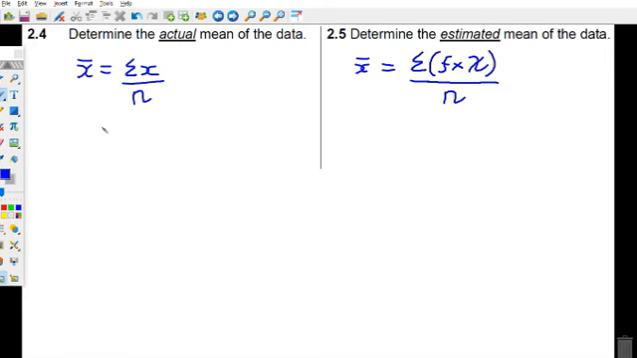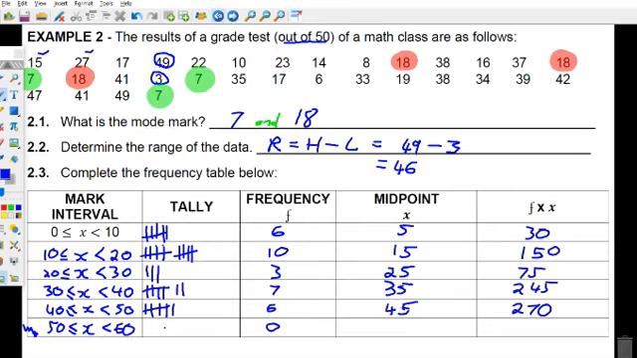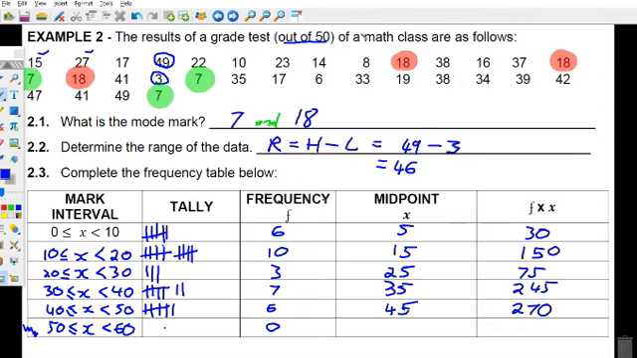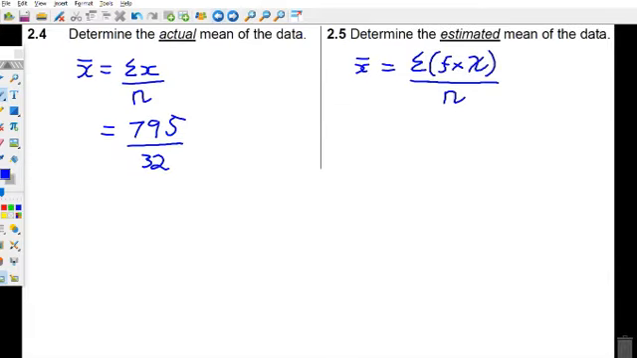So for the sum of all my points, I get 795. And now how many people are in the class test out of 50? Let's count them up quickly. Okay, so there are 32, population 32. So we put that into our calculator and get 795 divided by 32, and we get an average mark of 24.84 percent, 2 decimal places.